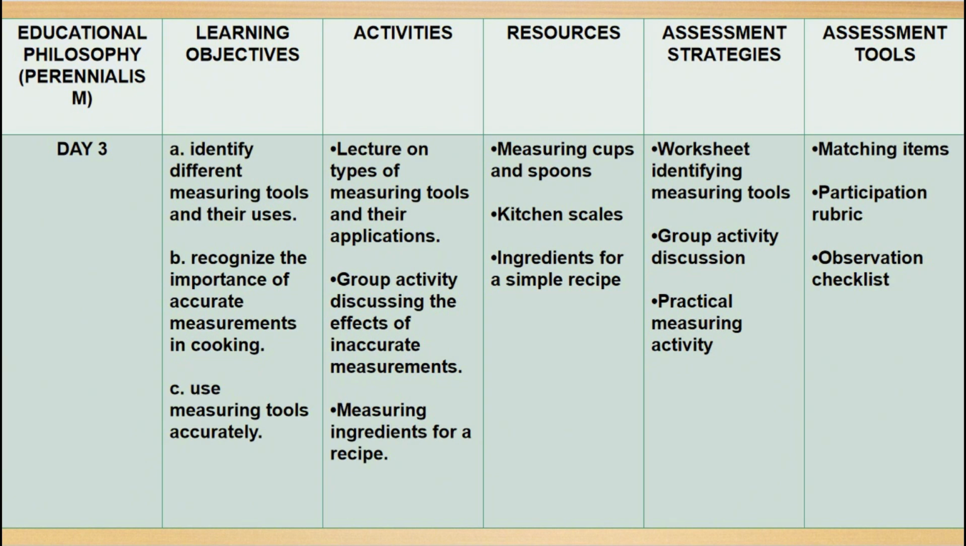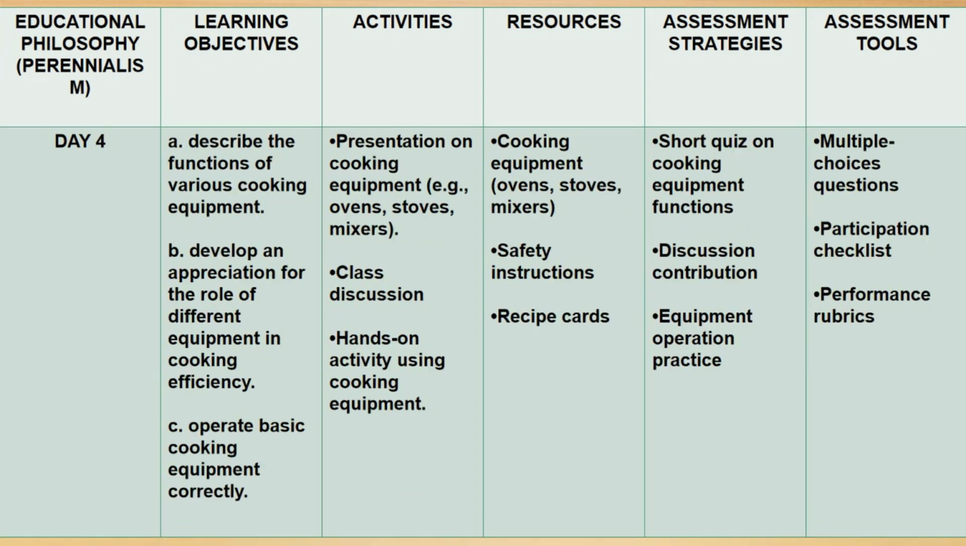So those are the matching item, which is the cognitive, affective, and psychomotor under the assessment tools. So these are the tools that we will use. So in cognitive, there is multiple choice questions. So description, a quiz with questions where students choose the correct option from a set of answers. So this tool assesses students' knowledge of cooking equipment and their function.